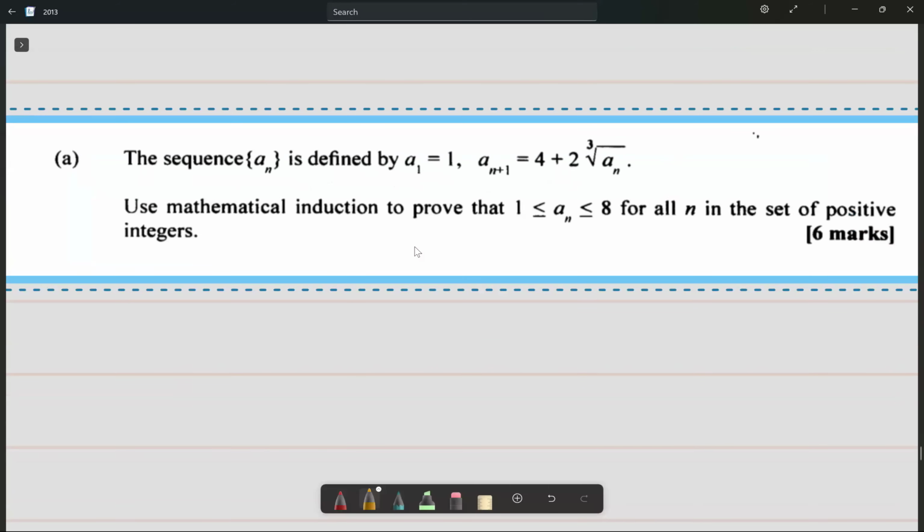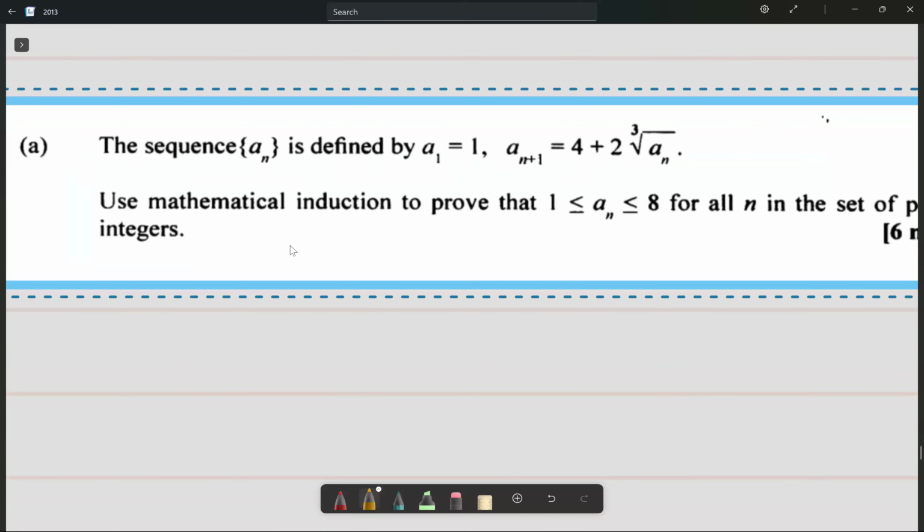Listen, we have a sequence starting at 1. The next term is defined as 4 plus 2 cube root of the previous number. Use mathematical induction to prove.